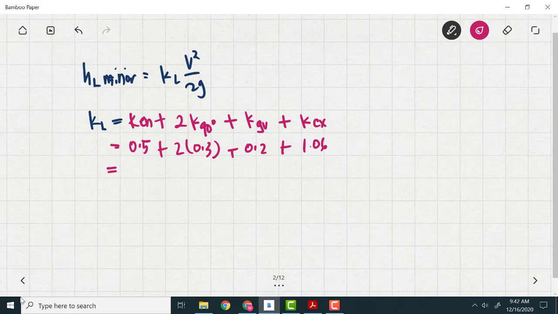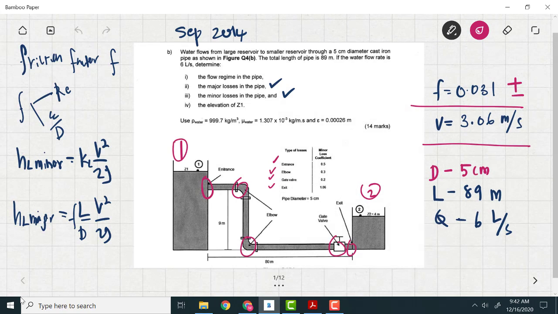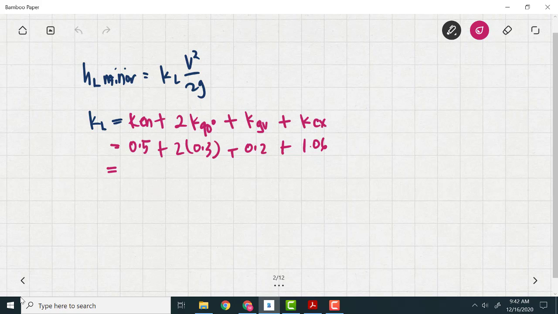Okay, alright. So untuk velocity, awak dah kira kan velocity dia 3.06. The velocity is 3.06 meter per second, and gravity acceleration seperti kita tahu 9.81 meter per second square. Okay, so you need to solve this question.